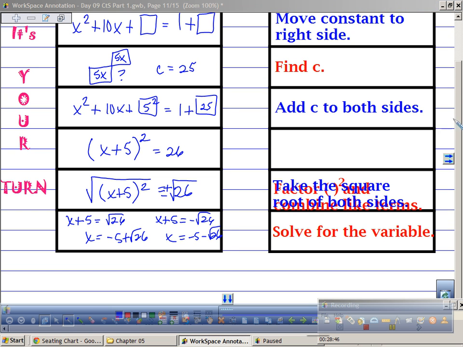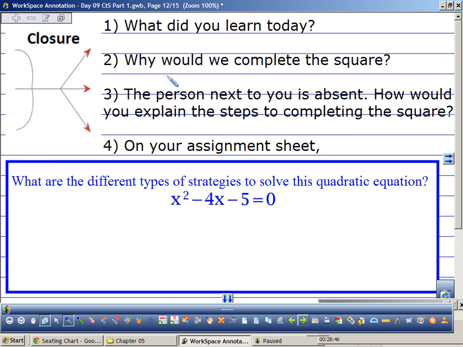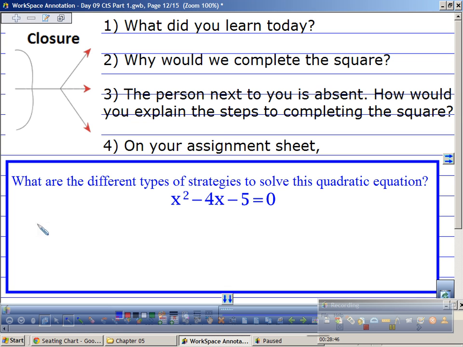Questions? Can you do this on your own? All right. What are the different types of strategies to solve this quadratic equation? Factor. Could you factor this? Yes. Is it factorable? 5 and 1, negative, positive. It is factorable. What else could I do? I could do an X box. X box and factoring are the same thing, right? What else could I do? I could use the quadratic formula.